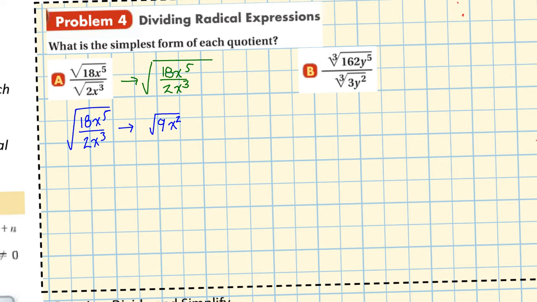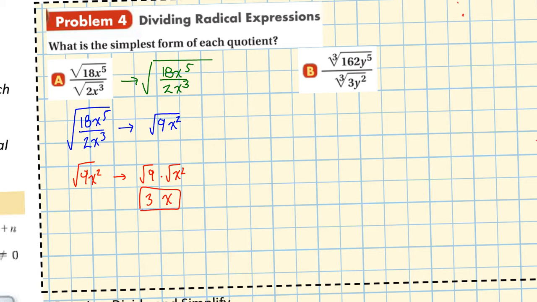So that means that we begin with the square root of 9x squared, and we're going to rewrite it as the square root of 9 times the square root of x squared. Once we manage to separate them, we notice that we can easily find the square root of 9, which is 3, and we can find the square root of x squared, which is x. So our solution is 3x. And we're done with this problem.